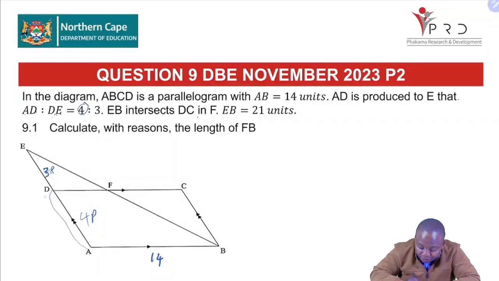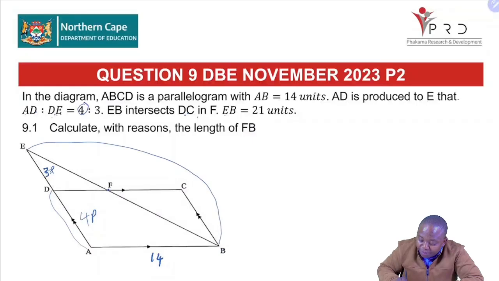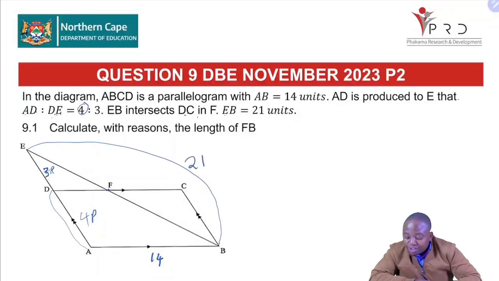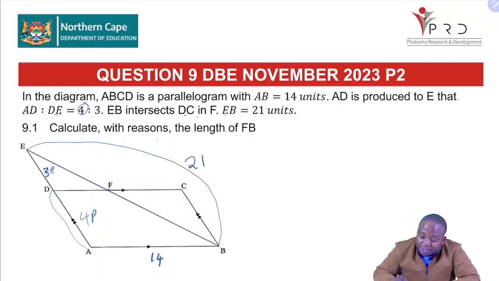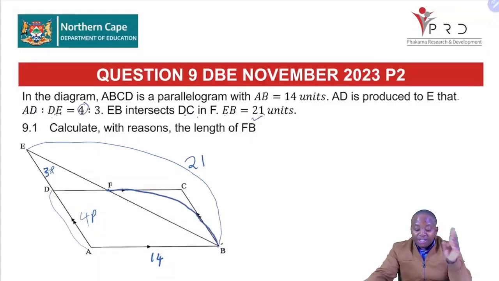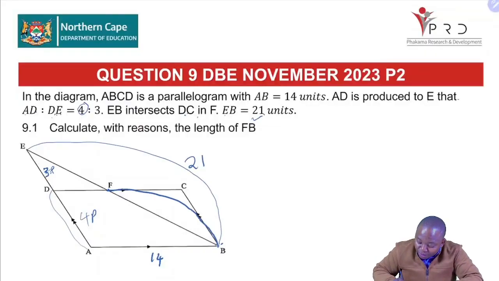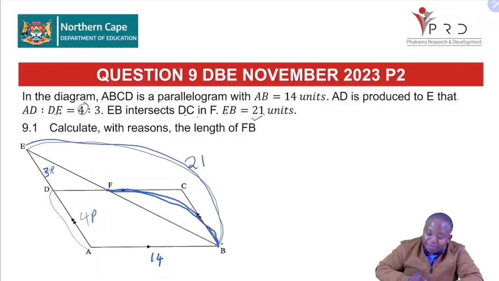Now, we're told that EB intersects DC. As we can see, they intersect at F. Now, the whole of EB was given as 21. The question says, determine the length of FB. They want us to find FB. Now, what do you see here? We can see two shapes here. We are looking for FB, so the shape we took is that one, and we take the same shape that way.